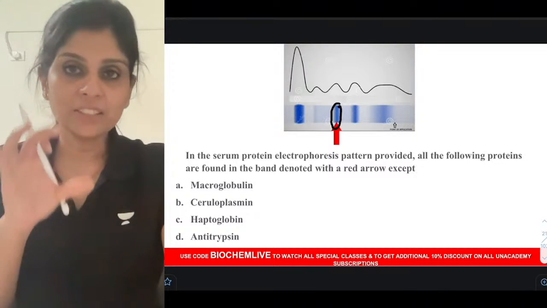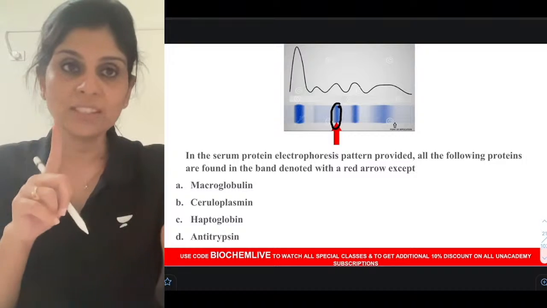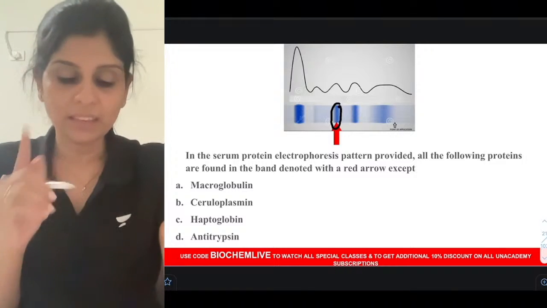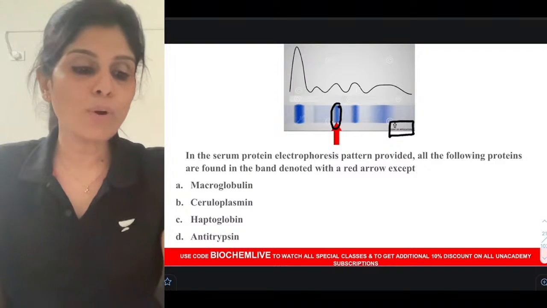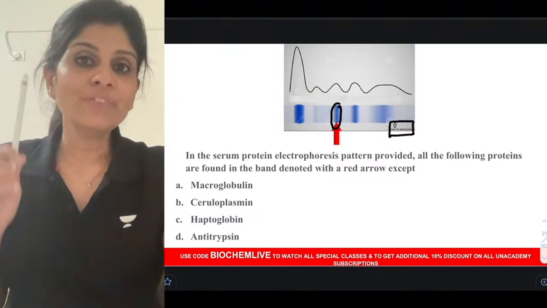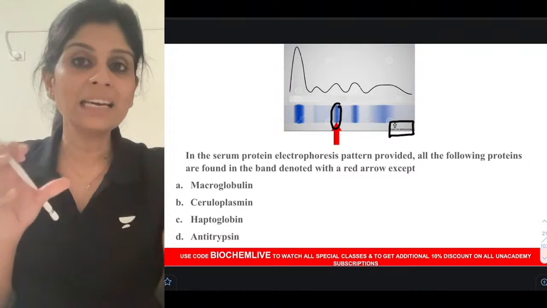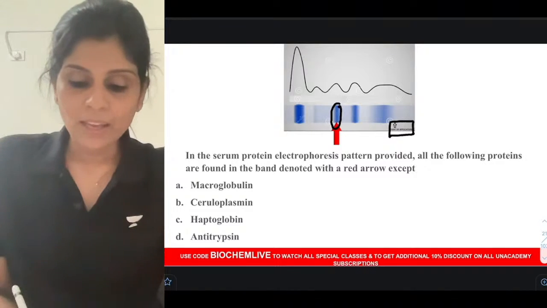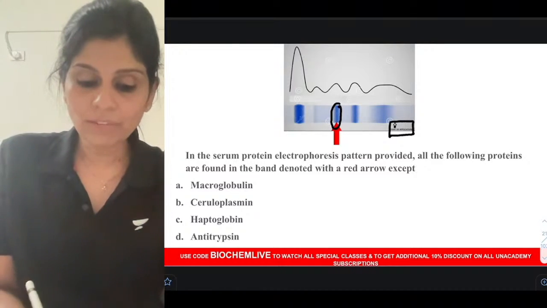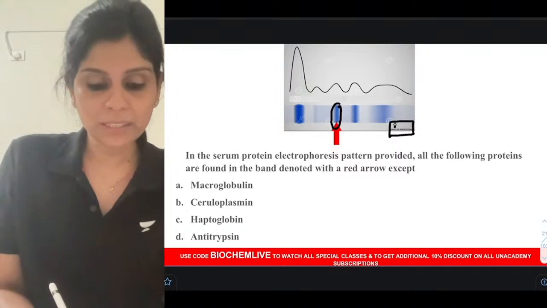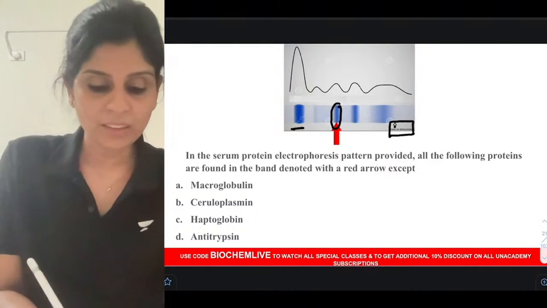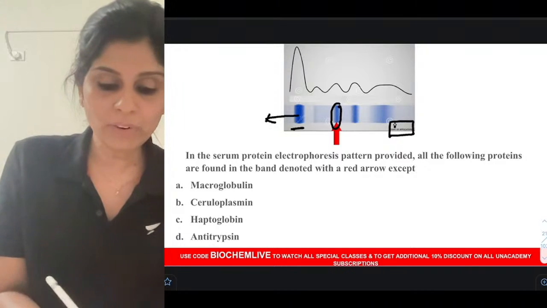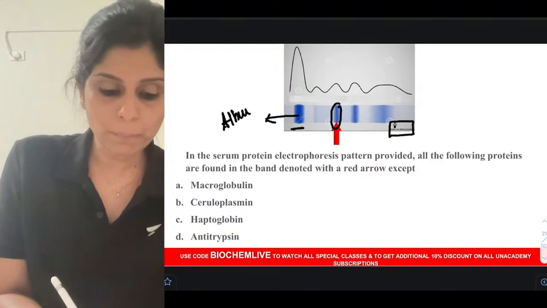If you are given such a question, the first point that you should see is where is the arrow? This is the arrow, but apart from this, do you see a smaller arrow present here? They've written it as point of application. So the first fact that you should observe is where is the point of application. Now from the point of application, the band that is present farthest from the point of application is the albumin band. Do you all understand this?